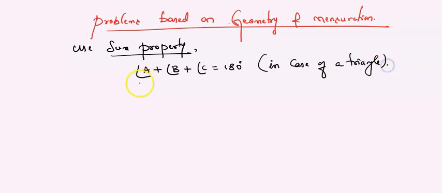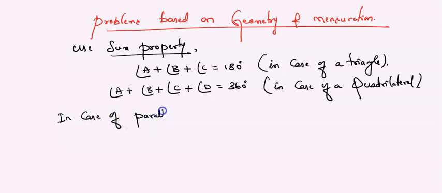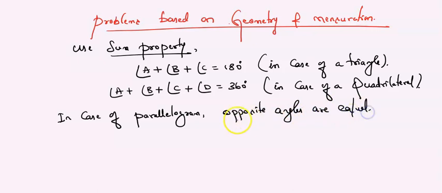Is this clear? So this is the logic you have to use. Similarly, angle A plus angle B plus angle C plus angle D is equal to 360 degrees. This you have to use in case of a quadrilateral. So these are the two cases you have to use. Now one important note, you should know this. In case of a parallelogram, you have to take this condition, that is, opposite angles are equal. You have to use this condition and solve the problem. My dear students, are you understanding?